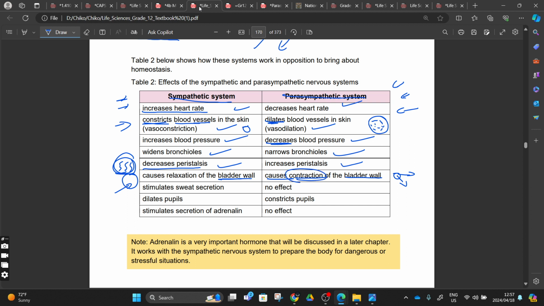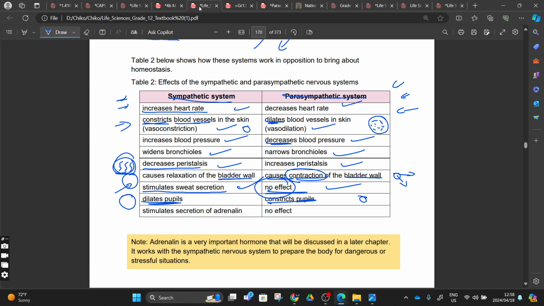It also constricts the rectum, among other things, and it also stimulates sweat secretion, right? And here there's no effect. You don't find yourself sweating while you are just chilling and watching TV. There's no way. If you find yourself doing that, you have a disorder. We're going to talk about this when we talk about responding to the environment by endocrine, right? And then it's going to dilate the pupil. You're going to be vigilant and see things.